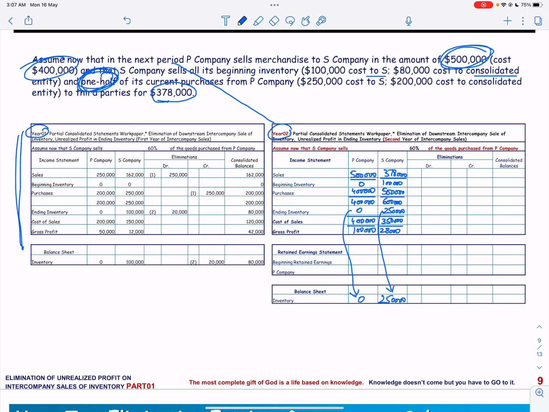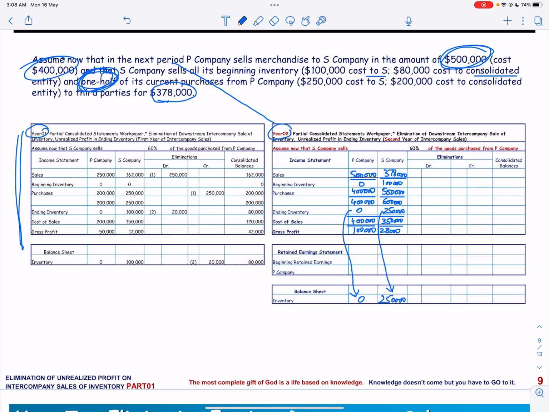Okay. Now, note that the account ending inventory income statement has a normal credit balance because it is subtracted in computing cost of sales. That's why ending inventory income statement requires an entry distinct from that to the balance sheet account inventory.